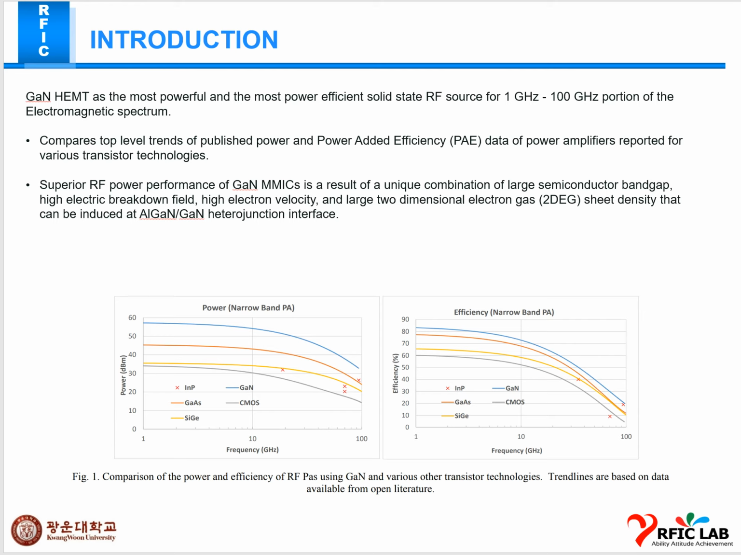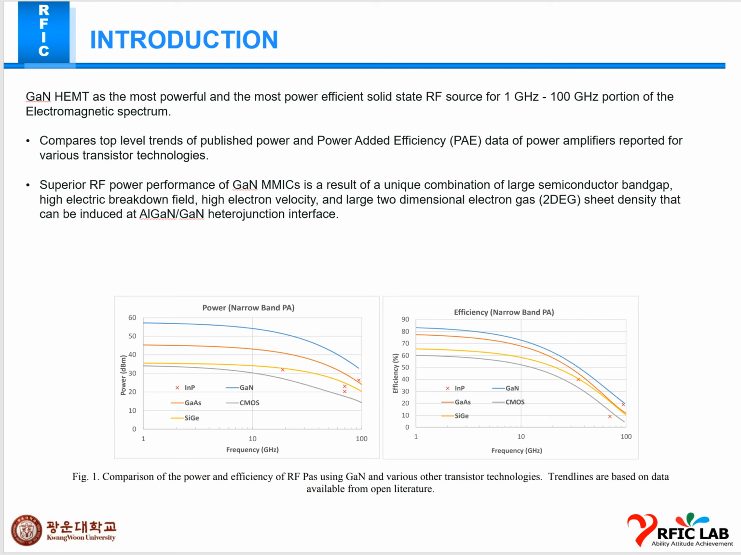Next was the introduction of this paper. GaN HEMT is the most powerful and most efficient solid state RF source in the 1 gigahertz to 100 gigahertz portion of the electromagnetic spectrum. As you can see in this figure, it is a comparison of power on the left hand side and efficiency on the right hand side of RF power amplifiers using GaN and various other transistor technology. Trend lines are based on data available in the open literature.